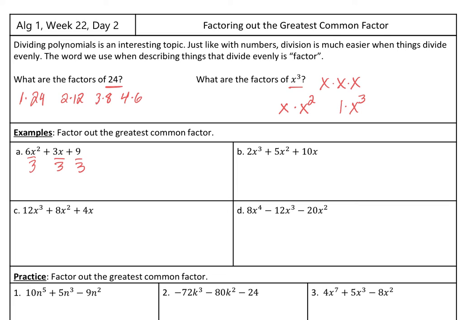The way we write this is we write a 3, and then we open parentheses, and inside the parentheses, we put the result if I divide each of these terms by 3. So 6x squared divided by 3, you do 6 divided by 3 to get 2x squared. 3x divided by 3 would be x. 9 divided by 3 would be 3. And if we double check and say, okay, nothing in here has a common factor anymore, that means we took out the correct greatest common factor, and this would be our answer.